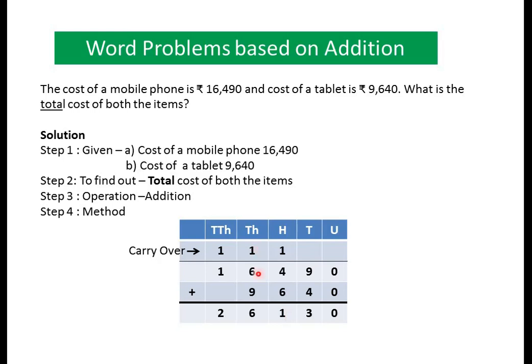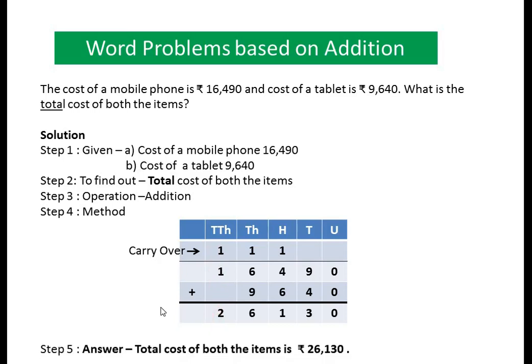Add the digits in thousands place now. That is 6 plus 9 plus carried over 1 is equal to 16. So write 6 in thousands place and carry 1 to 10,000s place. Now add the digits in 10,000s place. 1 plus 0 plus carried over 1 is equal to 2.